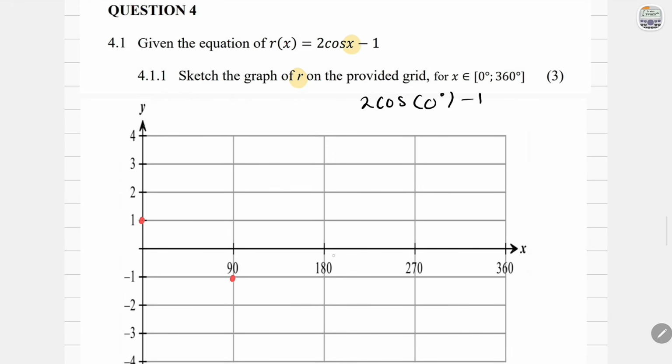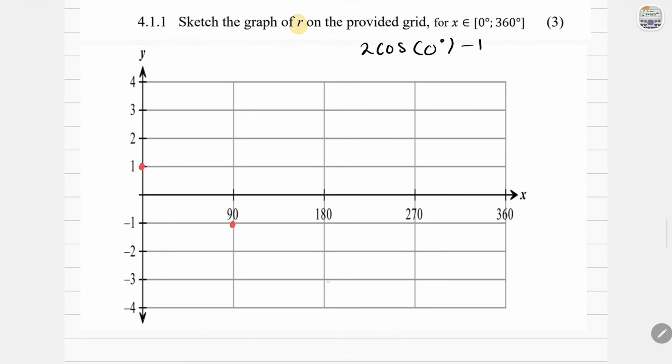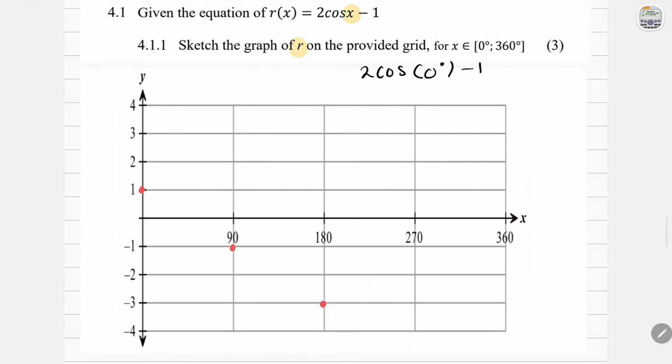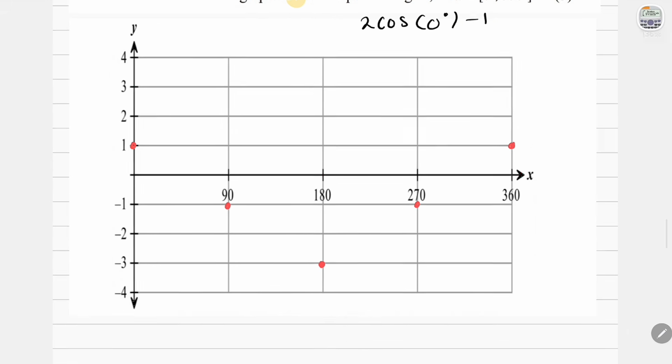Okay, and then 180 degrees. I know that cos 180 degrees is normally negative 1. And then 2 cos 180 degrees would be negative 2. And then minus 1 is negative 3. And then 270 degrees, that's going to be cos 270 degrees is 0, and then 2 cos, it's just going to be 0, and then minus 1 is negative 1. And lastly, 360 degrees. So I know that cos 360 degrees is 1, and then we have 2 cos, so that's going to be 2, and then minus 1 is just 1. Okay, so you can use your calculator to verify.